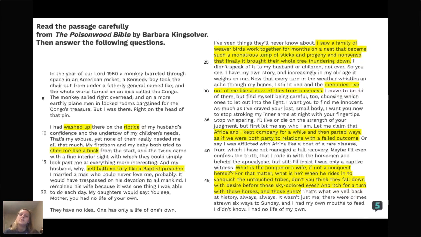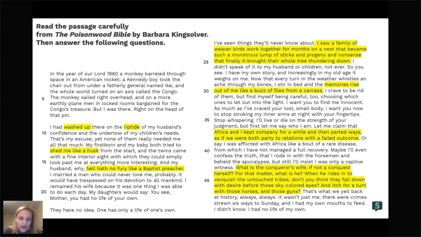Yeah, she uses washed up, riptide, undertow. They're very intense words that she could have used. She could have said, I landed there balancing my husband's confidence and my children's needs, or something like that. But she chose to use washed up, riptide, undertow, to really show that she got the short end of the stick when she was on this mission trip in Africa.